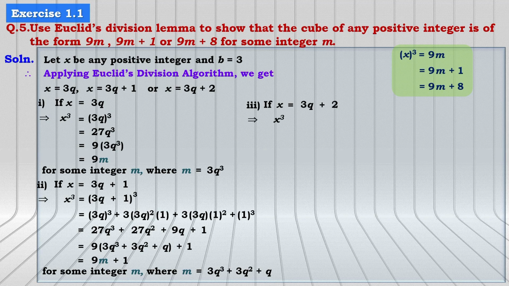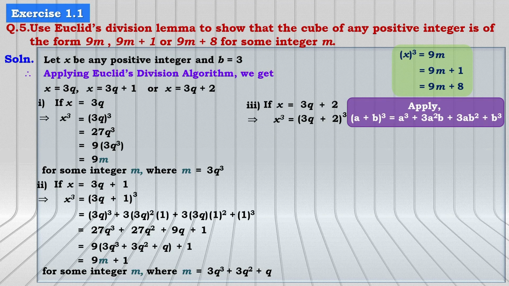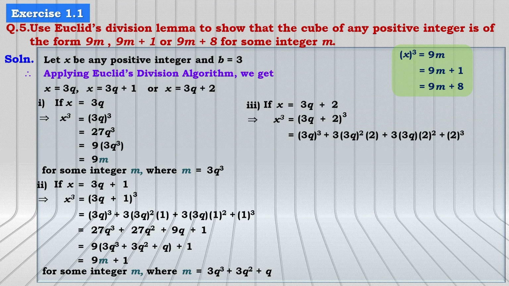Now let's take the third case, that is x equal to 3q plus 2. Now let's cube on both sides. Again we have to apply the a plus b whole cube formula, that is a cube plus 3a square b plus 3ab square plus b cube. So 3q whole cube plus 3 into a square, that means 3q whole square into 2, plus 3 into a, which is 3q, into b square, which is 2 square, plus 2 cube, that is b cube. Now if we simplify, it comes to 27q cube plus 54q square plus 36q plus 8.